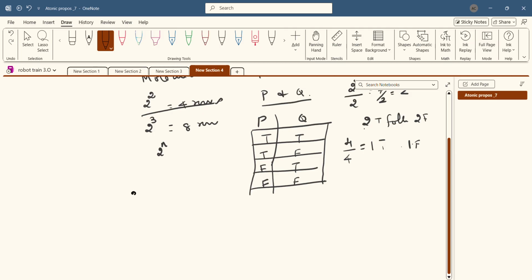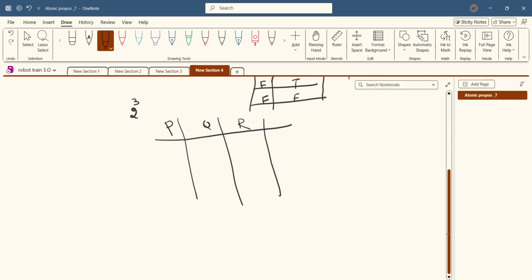Suppose we have 3 simple propositions. How many propositions do we have? 3, so the number of columns will be 3: P, Q, R. How are we going to write the rows? We should follow some method. 2 cube divided by 2, that means 8 divided by 2, which is equal to 4. So 4 trues followed by 4 falses. You write 4 T, then it should be followed by 4 F.